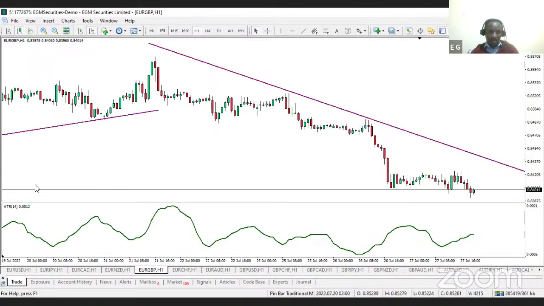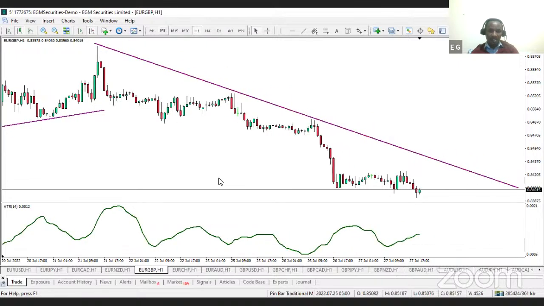Once you get the reading, if in this case you are seeking to place a sell position on euro pound, then it's very easy because on the FX Pesa platform, you'll basically go into your charts. We have a calculator provided on the platform.